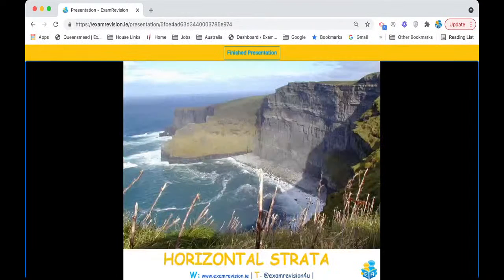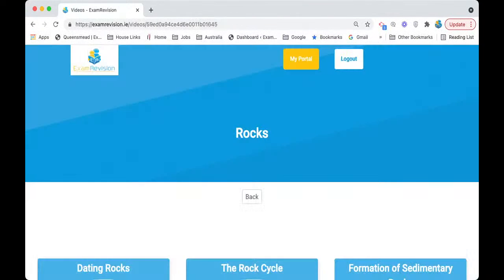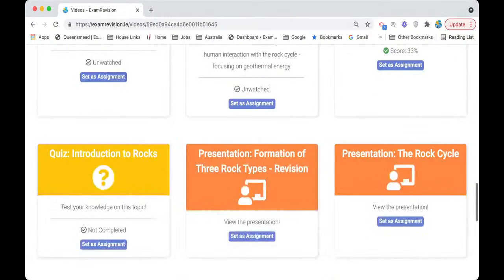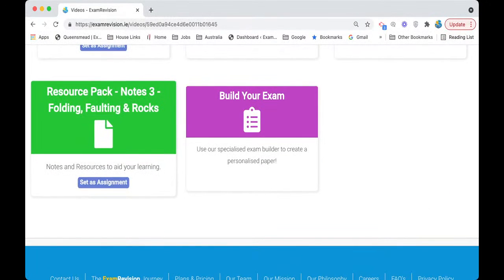Okay, and then what's fantastic as well, you've also got the notes that you can open up. So the notes section, notes will open up. Sorry, the internet's a bit slow. Okay, there we go.